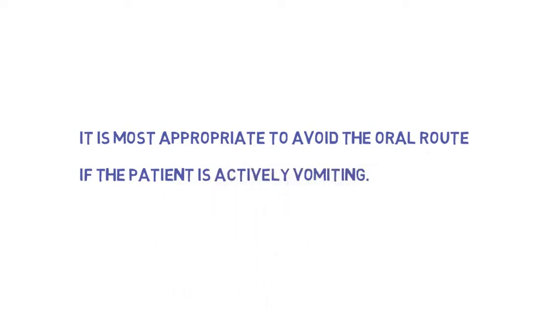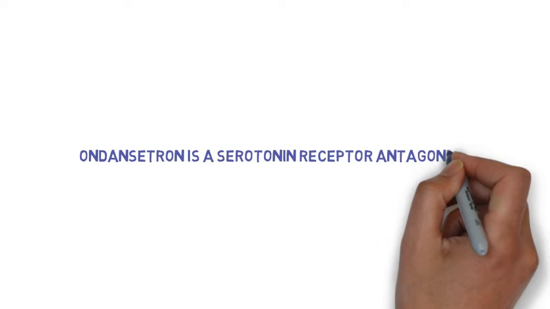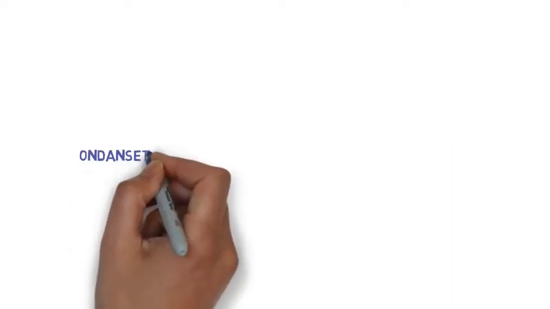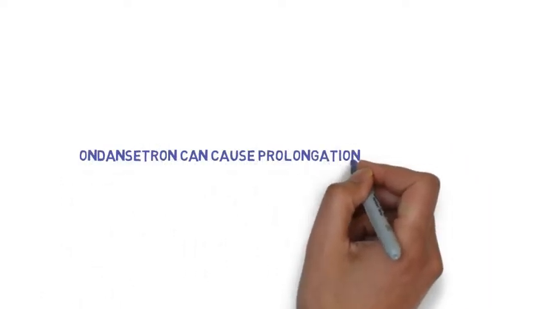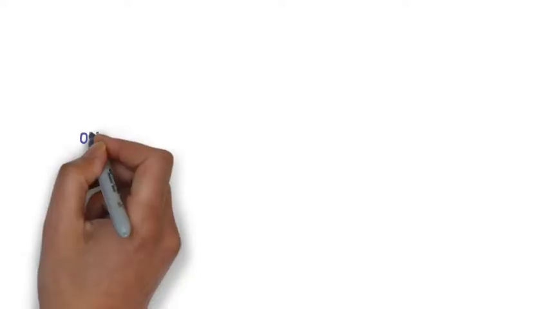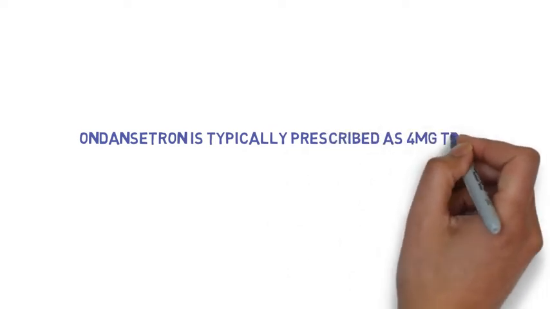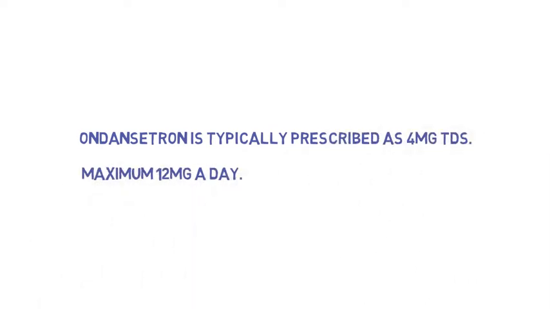The second antiemetic I am going to talk about is ondansetron. Ondansetron is a serotonin receptor antagonist. It can cause prolongation of the QT interval. It should be avoided if a patient is on other drugs which prolong the QT, such as quinolones. Ondansetron is typically prescribed as 4 mg TDS, maximum 12 mg a day.